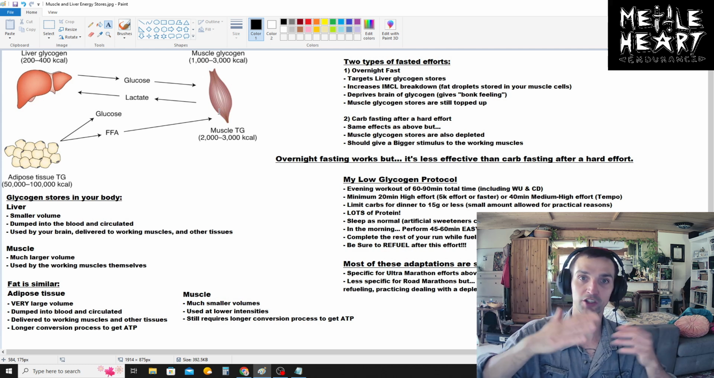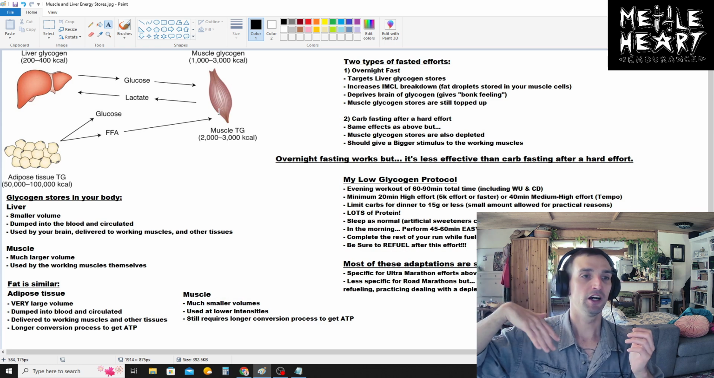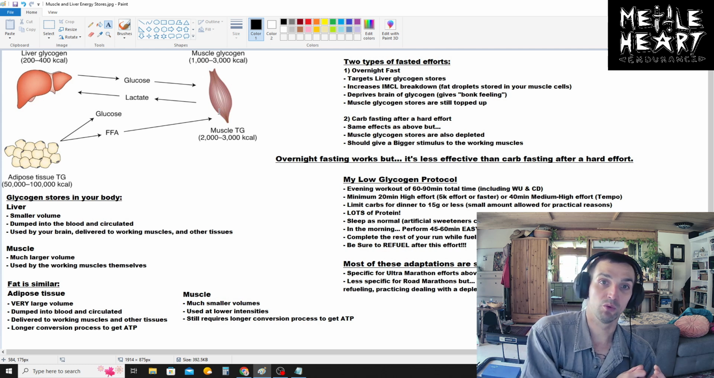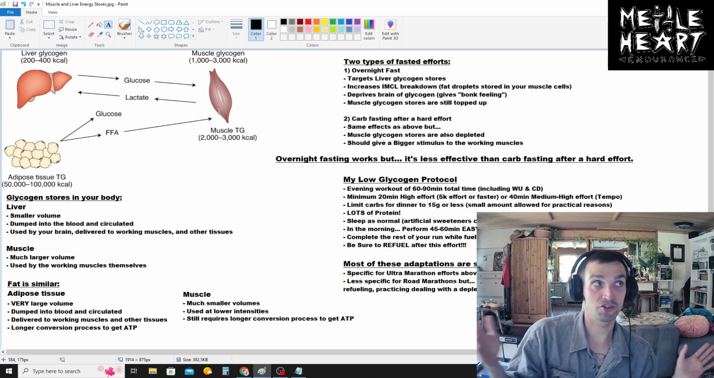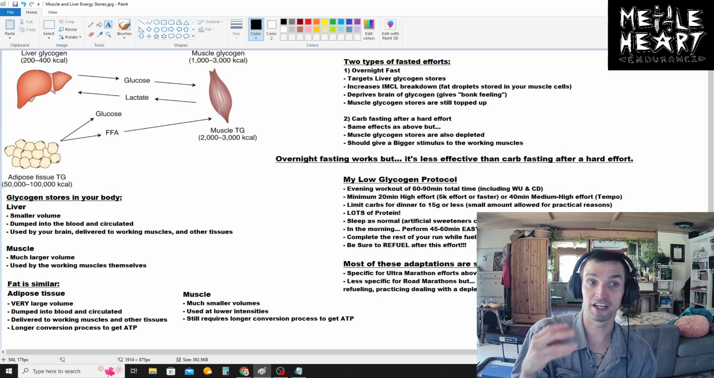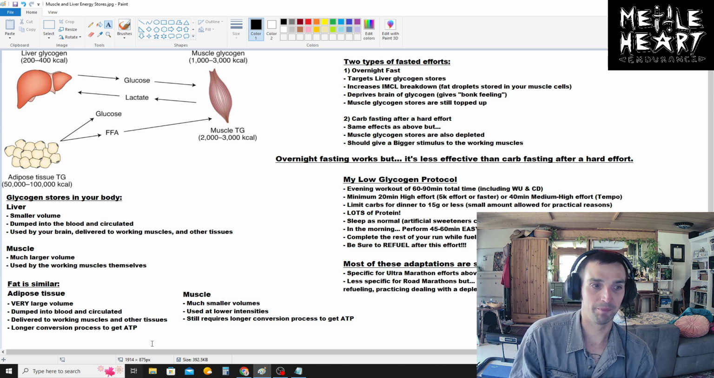The harder you work, the more carbohydrate you burn. The lower in intensity you work, the more fat you burn. So when we're training for a long, slow distance event, teaching our body to become more efficient at burning fat is advantageous, because it's a better storage form and we have so much more of it.